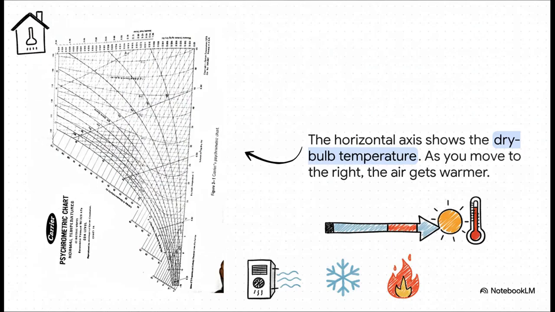Look at the horizontal line at the bottom. That's our dry bulb temperature. As you move from left to right along that line, the air gets warmer. That's our first coordinate on the map.